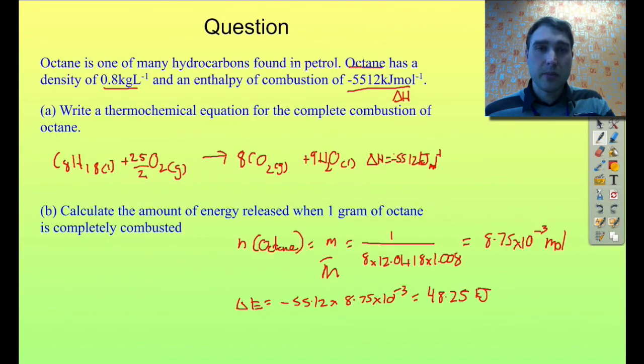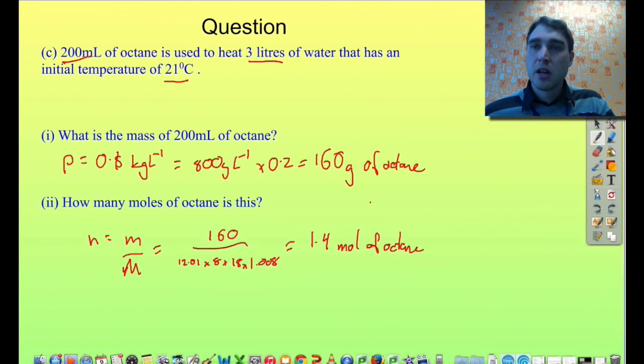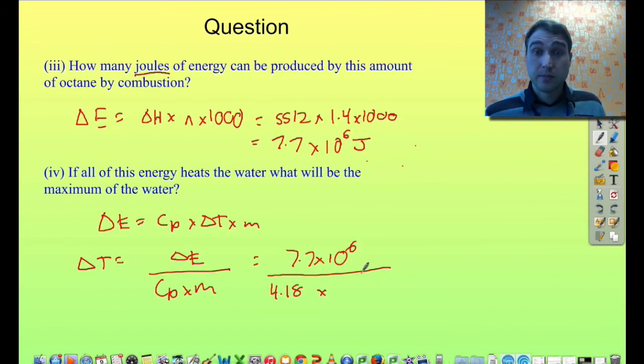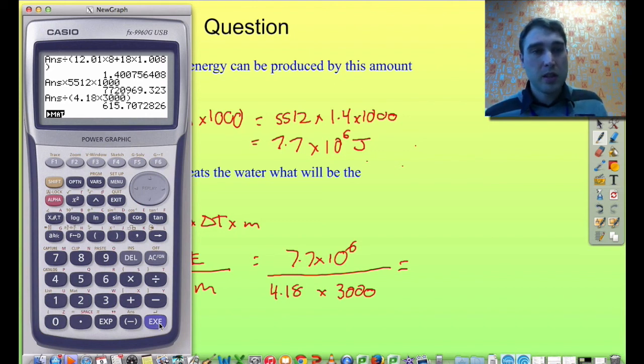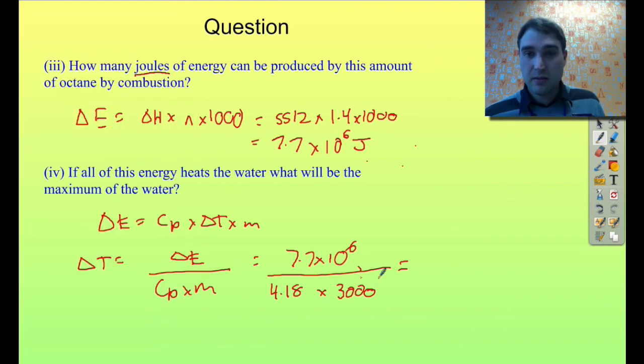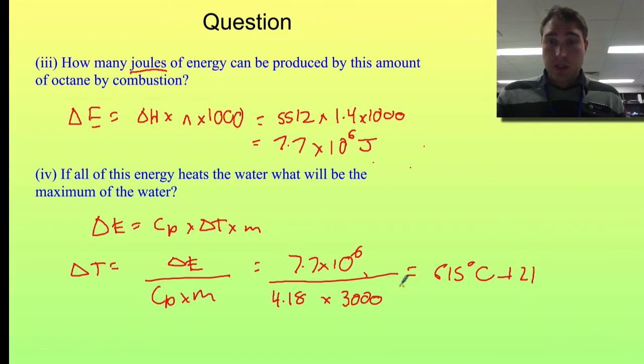We need to figure out how much water we're heating up, and I think it's 3 litres. 3 litres of water is going to weigh 3,000 grams, and our unit here is in grams, so we need to use that. So I'll grab my calculator. We've got our answer there, and we're dividing that by 4.18 and times 3,000. And we get 615.7. So the temperature change of the water will be 615 degrees Celsius. We'll add that to the 21 degrees that we started with, and we get 636 degrees Celsius. So that's an example energy density question.